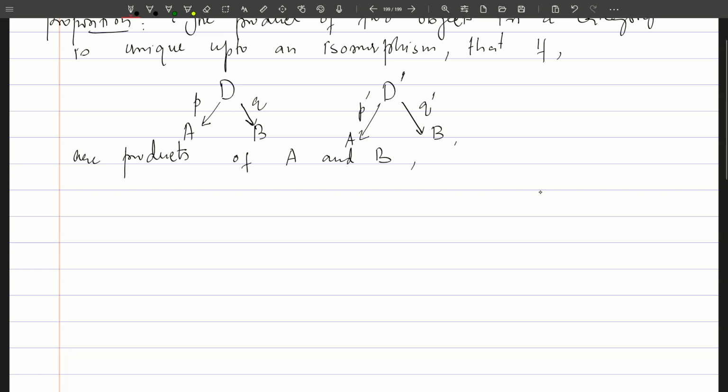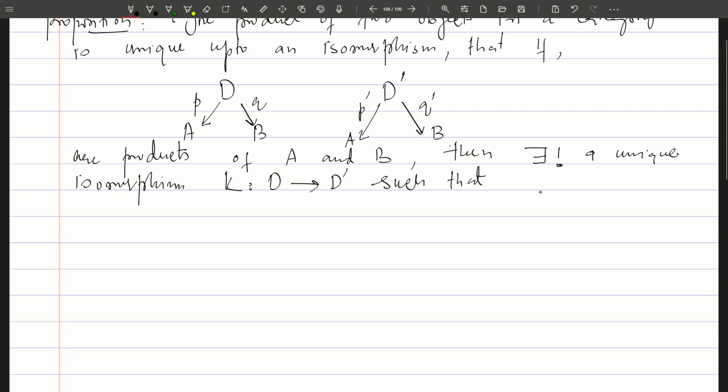So then there exists a unique isomorphism, say K, from D to D prime such that Q prime K is the same as Q and P prime K is the same as P. Let us prove this.